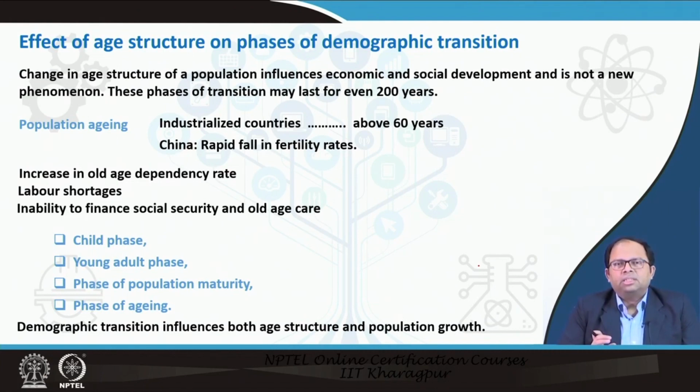So accordingly, we can say that the transition, like the previous one, is not only about high birth rate or death rate or the variations of that. We can also say the society transitions in the form of a child phase, a young adult phase, then a phase of population maturity, and then a phase of aging. And demographic transition influences both age structure and population growth.